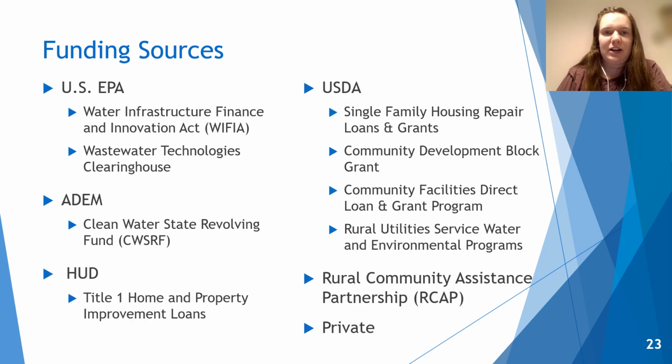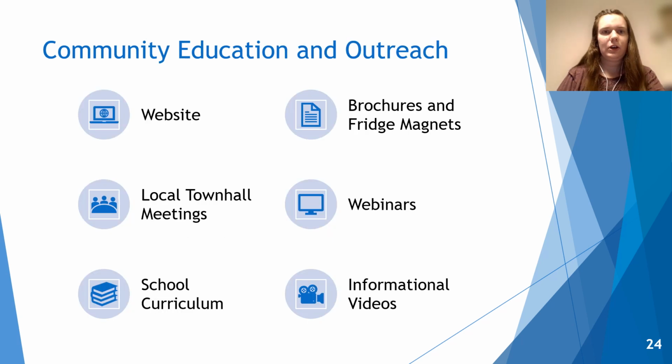The other identified funding sources come from the U.S. Environmental Protection Agency, or EPA, the Alabama Department of Environmental Management, ADEM, the U.S. Department of Housing and Urban Development, HUD, the U.S. Department of Agriculture, or USDA, Rural Community Assistance Partnerships, also known as RCAP, and private corporations or foundations.